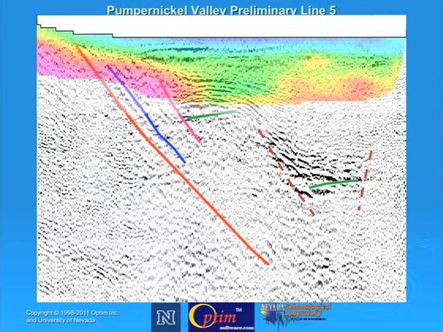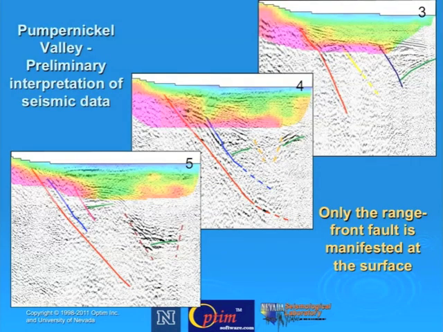normal faults. These are synthetic faults. They're not antithetic. So looking at these 3 sections, line 3, line 4, line 5, you can start to get a picture of what reflections are quite important, and the different orientations of the different faults and the different ages and depth extents. And the only one that's manifested at the surface is the range front fault, the red one. All the other ones are completely hidden and blind.